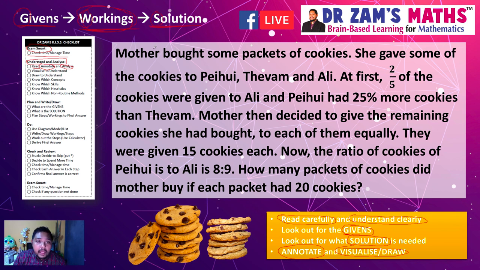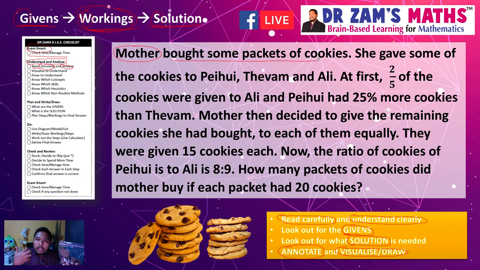So mother, okay, mother is one of the characters in this problem. She bought some packets of cookies. So basically your mother or anyone's mother actually bought packets of cookies like this, right? How many packets? You're not sure yet. The first sentence basically talks about cookies. So it's always very good to visualize.